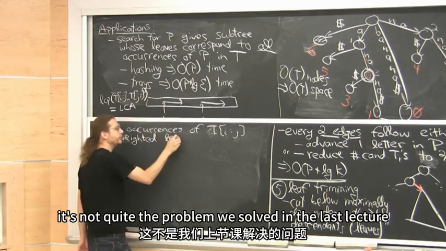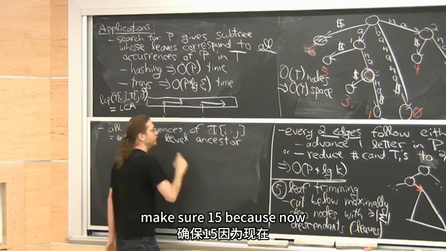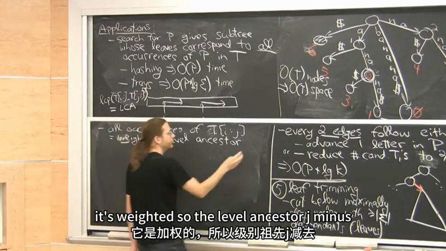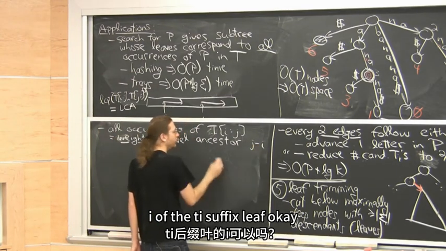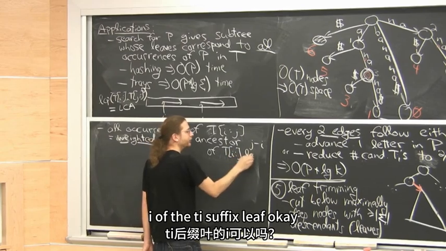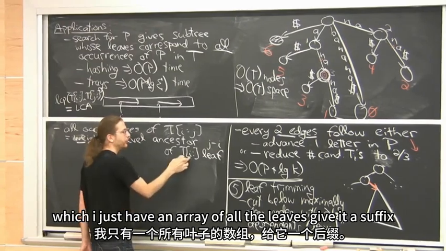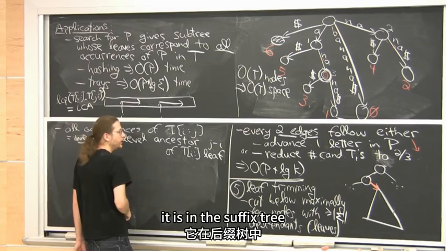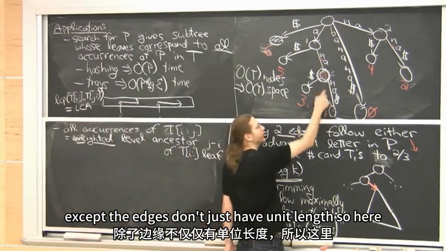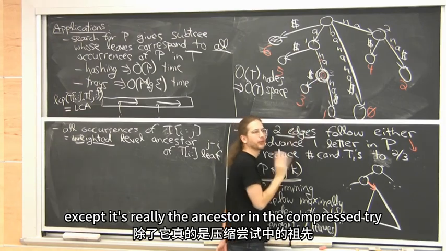It's not quite the problem we solved in the last lecture, lecture 15. Because now it's weighted, so it's the level ancestor j minus i of the T_i suffix leaf. Okay, so I find this leaf, which I just have an array of all the leaves, give it a suffix, tell me what leaf it is in the suffix tree. And then I want to find the j minus ith ancestor, except the edges don't just have unit length. So here I want to find the third ancestor, except it's really the ancestor in the compressed trie.